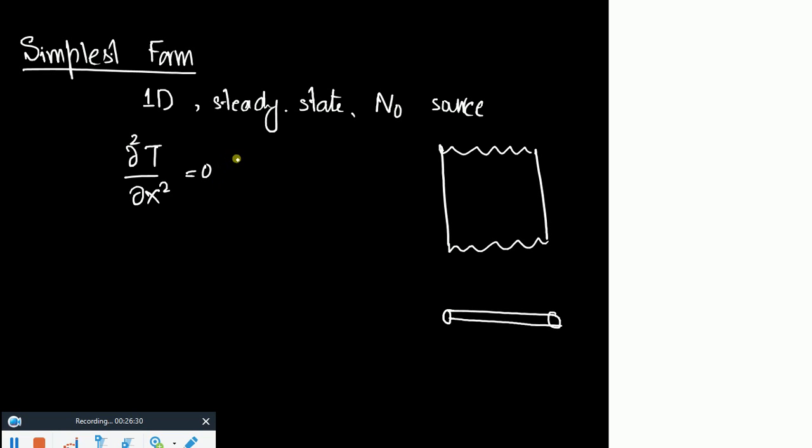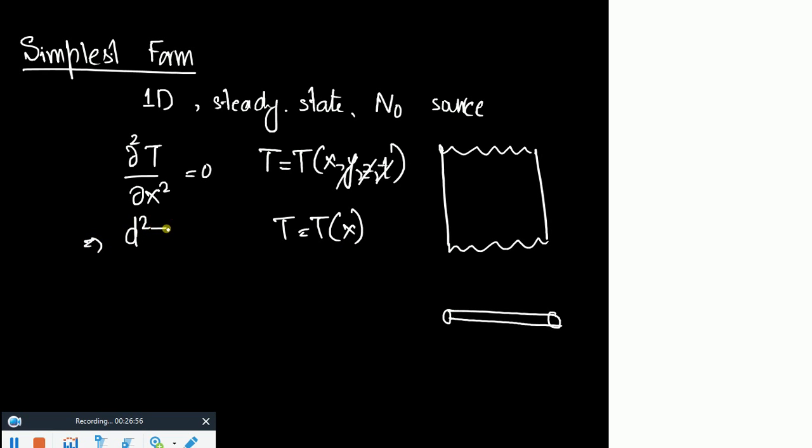Okay. Now, generally temperature is a function of x, y, z and t. If I say this is only 1D, it means these two dependences would be removed, and time is also removed because of steady state, so it means T is just a function of x. Now can I write this thing as this one?